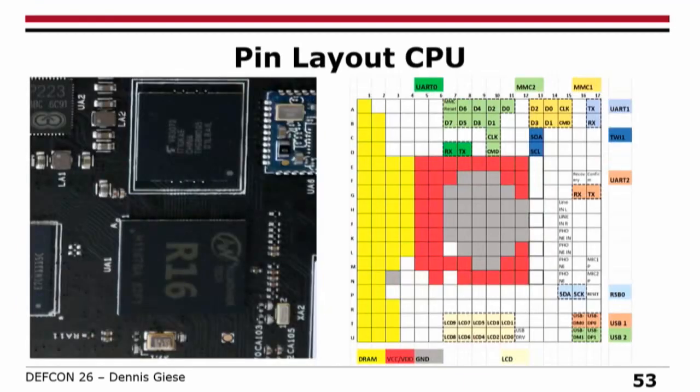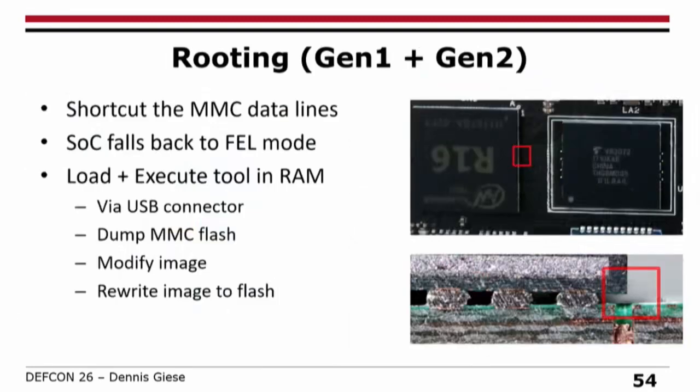So if you're taking a look at the pin layout of the chip, we figure out that the pins for the MMC chip are actually on the side of the application processor. So we can technically reach them somehow. And the trick is the following.